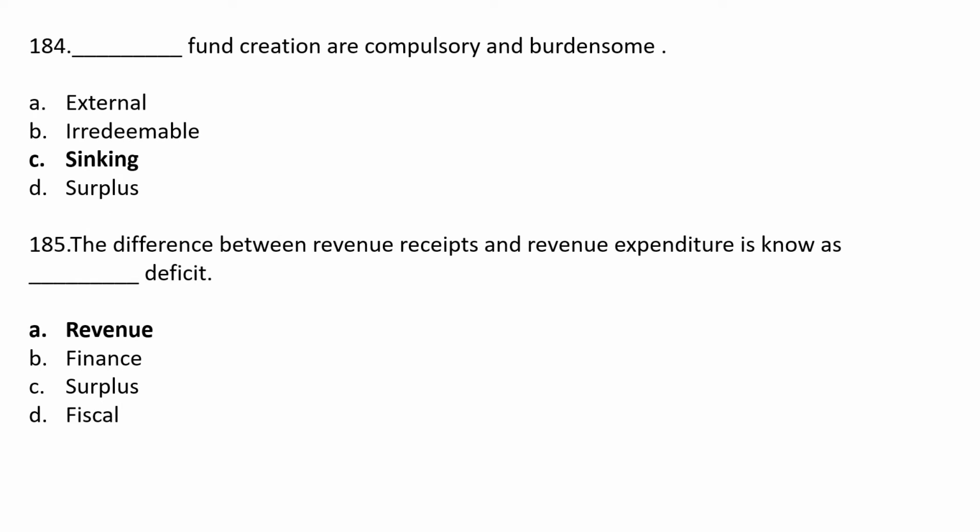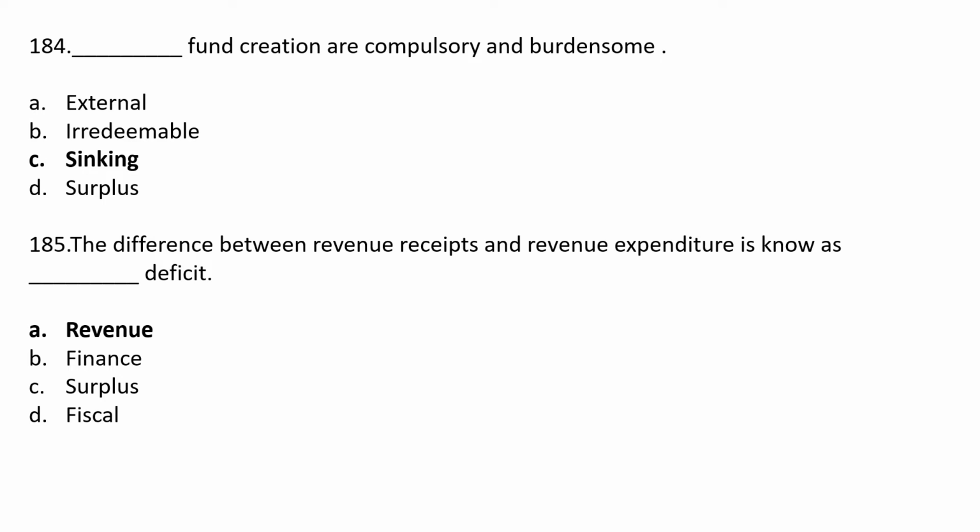Dash fund creation are compulsory and burdensome. Option A external, option B irredeemable, option C sinking, option D surplus. Correct answer is option C sinking. Sinking fund creation are compulsory and burdensome.